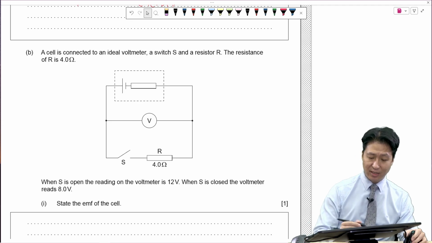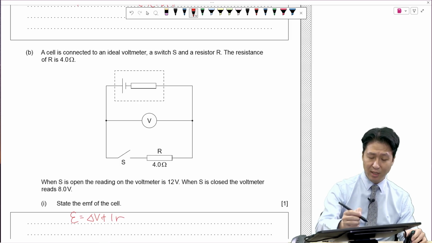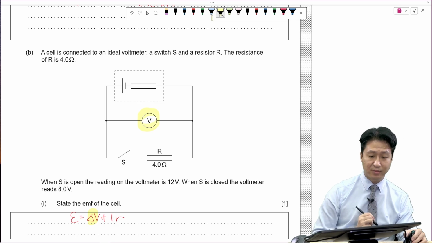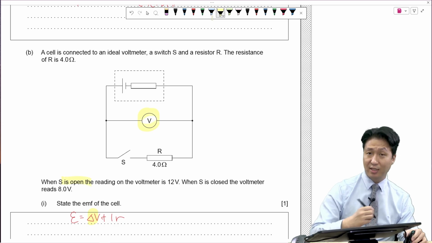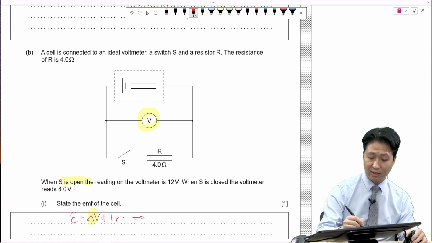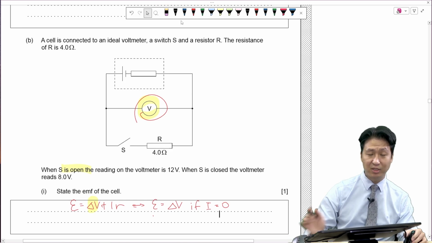Well, quite simply, if you have the EMF as being equal to the terminal voltage plus IR, the terminal voltage is what's being read by the voltmeter, but when it's open, the current is 0. So you still just get that the EMF is whatever the voltmeter tells you it is. So in this case, the EMF is simply 12 volts.